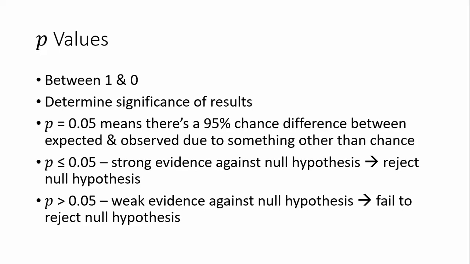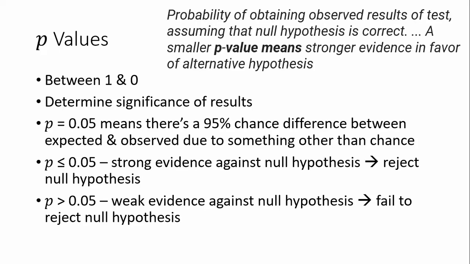If your p-value is less than 0.05, that's really strong evidence against your null hypothesis, and so that will give you more fuel to reject that null hypothesis. If your p-value is greater than 0.05, that's generally weak evidence against your null hypothesis. It is not statistically significant enough for you to say, no, I'm going to reject the null hypothesis. If you want to be able to reject it, you're going to have to do more experiments. So the p-value is basically the probability of obtaining these observed results, assuming that the null hypothesis is correct. So smaller p-value means stronger evidence against the null hypothesis.